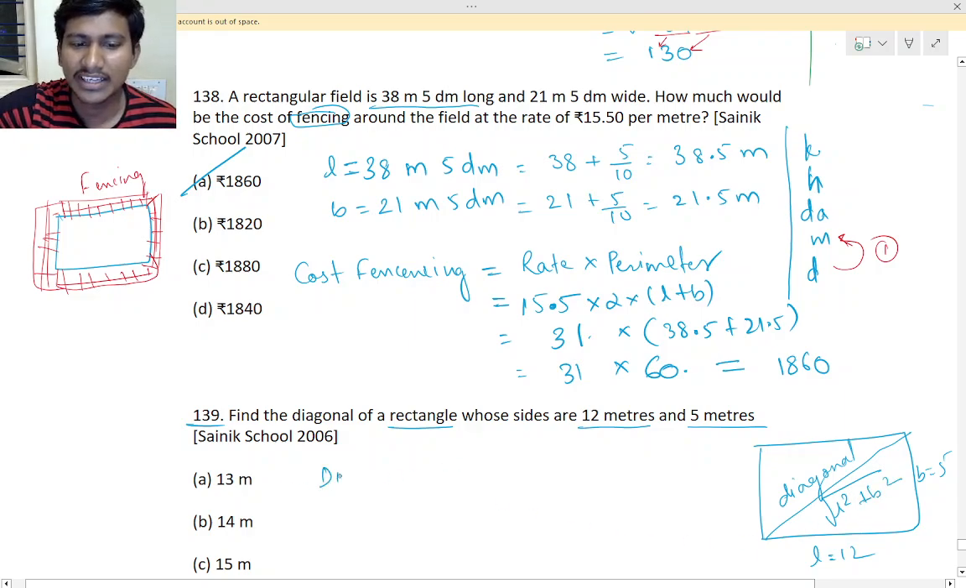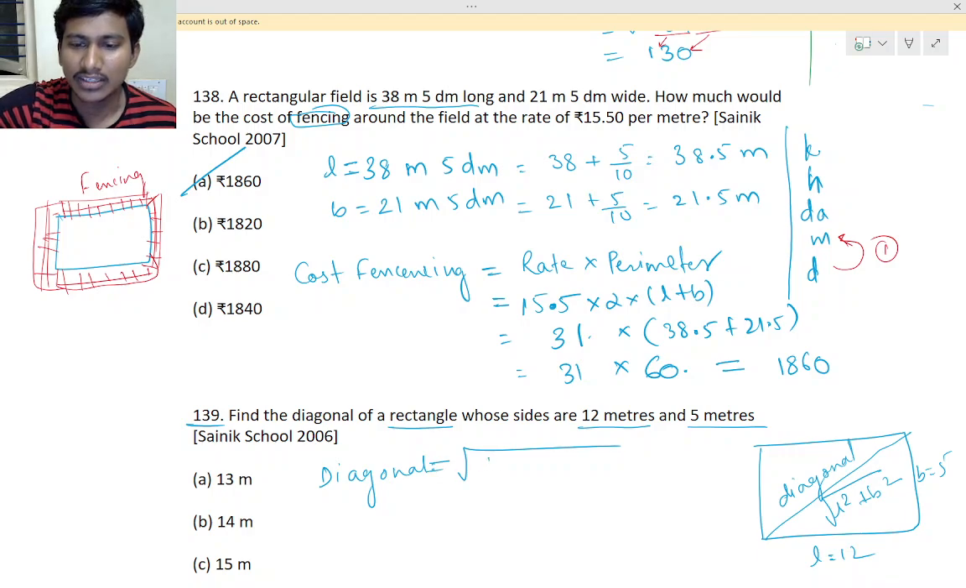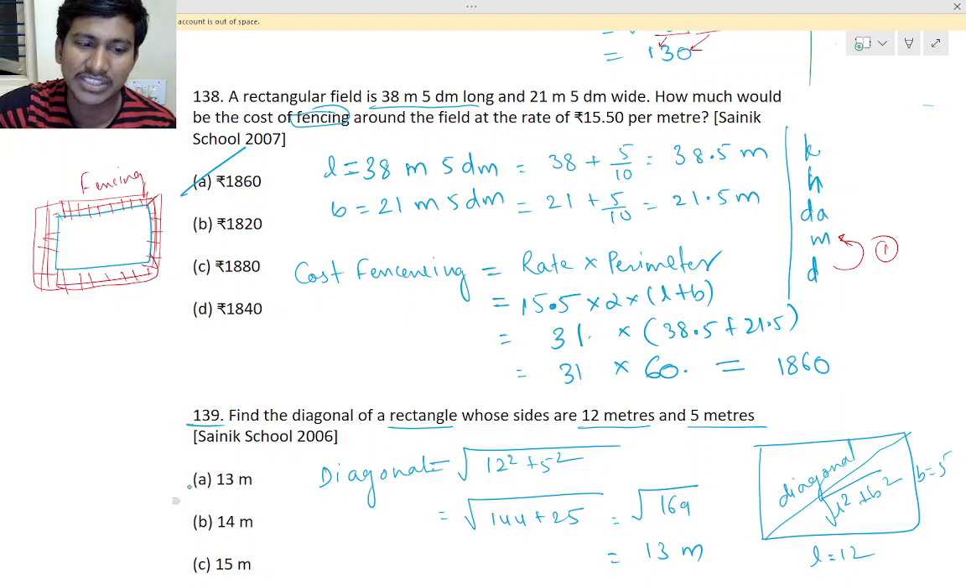So how do we find the diagonal? Under root of 12 square plus 5 square. So 12 square is 144 plus 5 square is 25. So if you add that, you will get 169. 169 square root is 13. So 13 meter is the answer. It is option A. Yes, that is correct. Okay, good. Write it down.